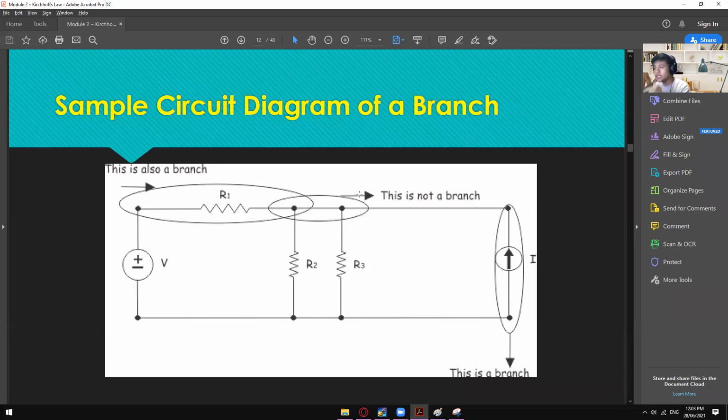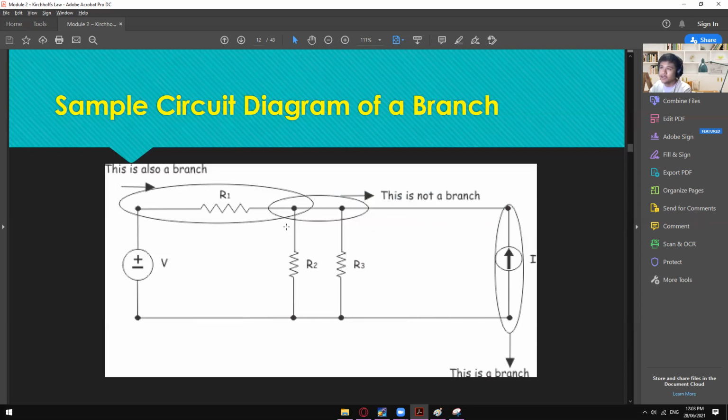Okay, so we can only call it a branch if there is a component between two nodes. For example, this one, another node, and then it has a component inside of it, and that is also a branch. This is also a branch, and this is also a branch, but for this one, this is not a branch. The same with this one. This is not a branch. This is also not a branch.